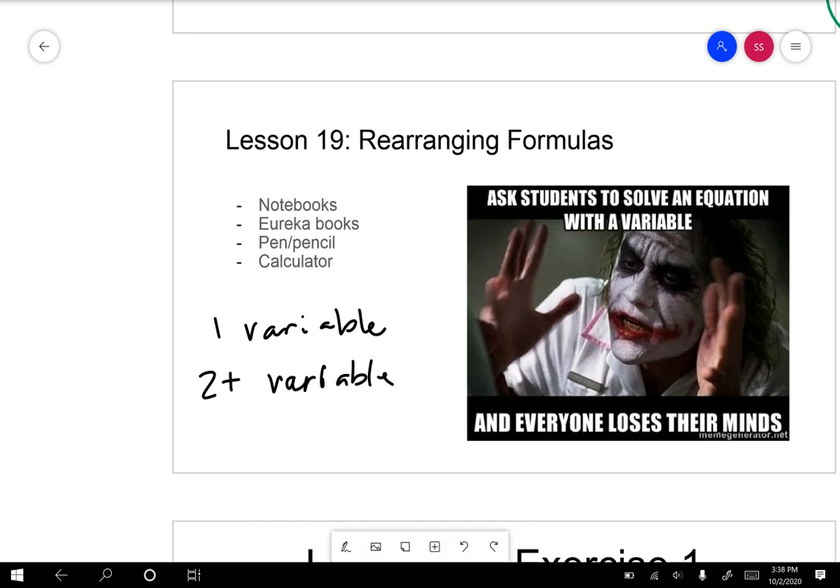So that's what we're doing today. Here are the supplies you need: your notebooks, your Eureka books, pen or pencil, and calculator.